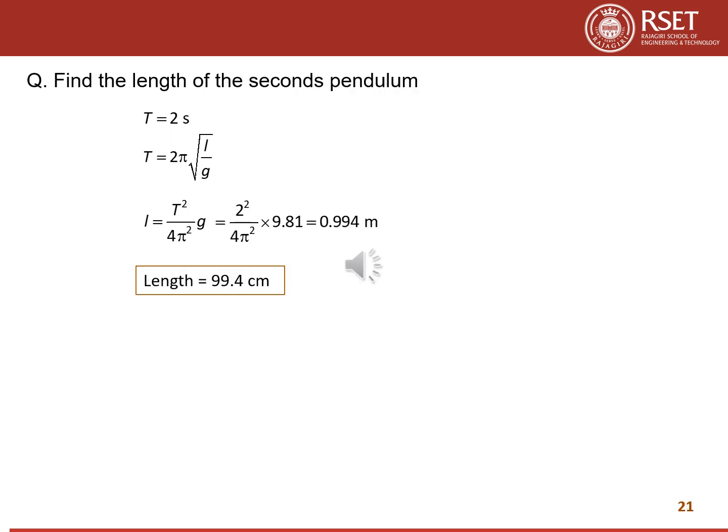Now we come to an example. Find the length of a seconds pendulum. We know that for a seconds pendulum the time period is 2 seconds, and the equation for time period is 2 pi square root of L by g. Substituting the value here and g as 9.81, we get the length L as 99.4 centimeters. So that's all about simple harmonic motion. Thank you.